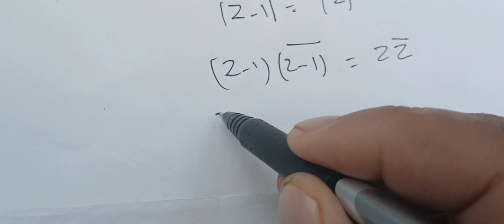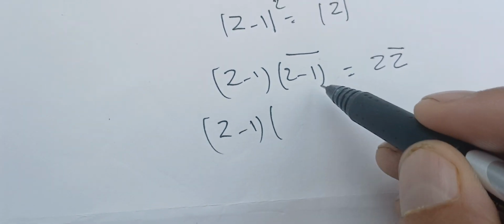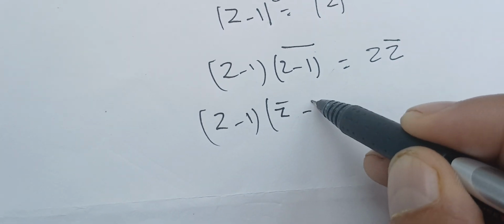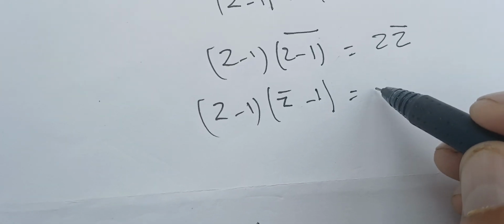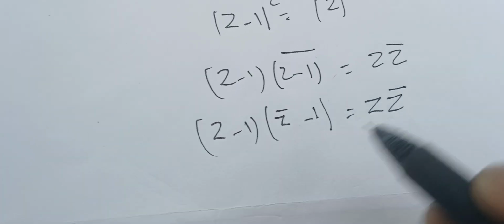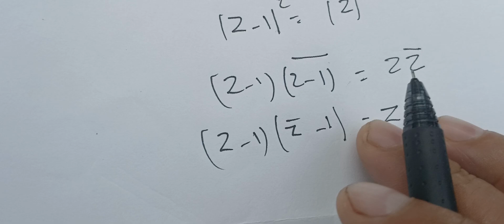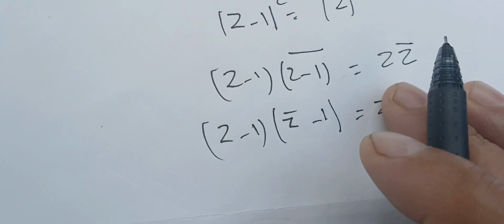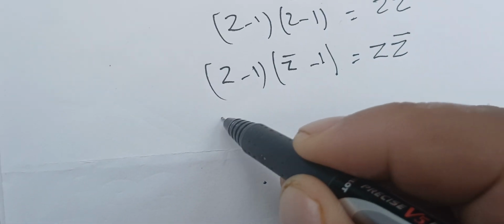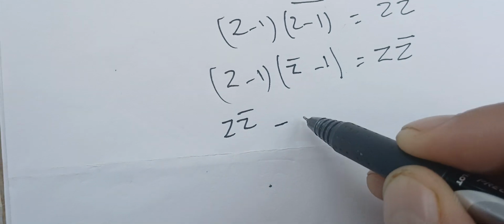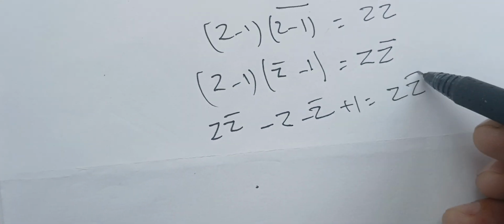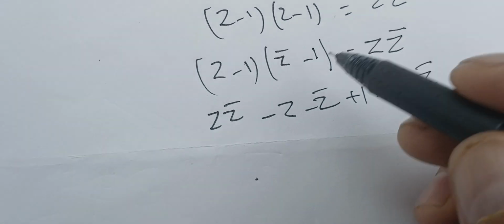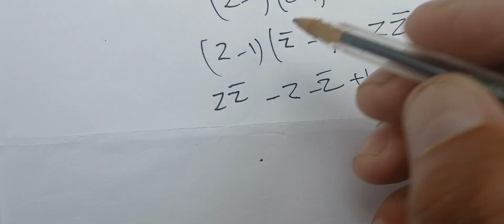This would give us z minus 1 times z minus 1 bar is equal to z times z bar. Okay, we know that the conjugate of z minus 1 is the conjugate of z minus the conjugate of 1, which is 1. It's a real number. Its conjugate is itself. So we have z minus 1 times z bar minus 1. Okay, using the multiplication as we do in the set of real numbers, we have z times z bar minus z bar minus z plus 1 is z times z bar. Okay, we can cancel z times z bar.